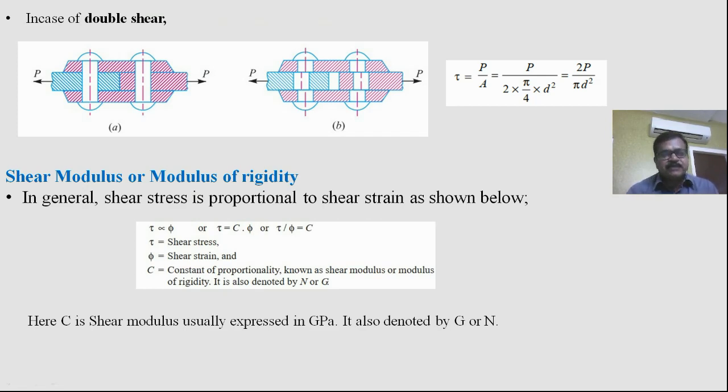But in a butt joint with two cover plates, the rivet under consideration is subjected to double shear. When the two plates are pulled away from each other, that results in shearing of the rivet at two places: at the junction of the top cover plate with the main plate, and at the junction of the bottom cover plate with the main plate. At two places, the shearing or cutting of the rivet is going to happen in the direction of the tangential force. This is known as double shear.